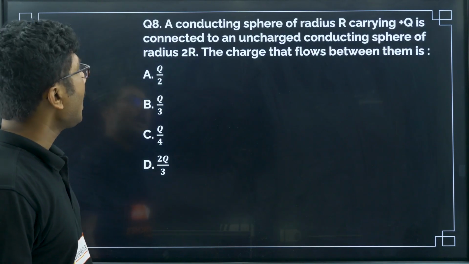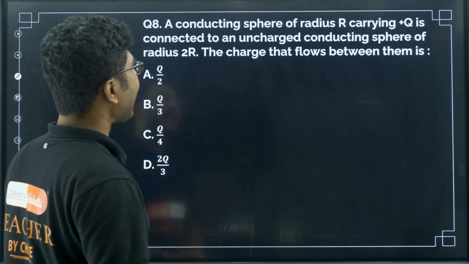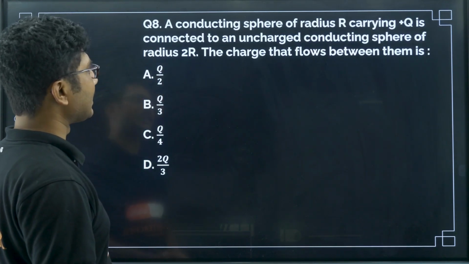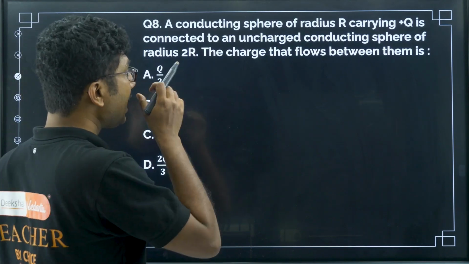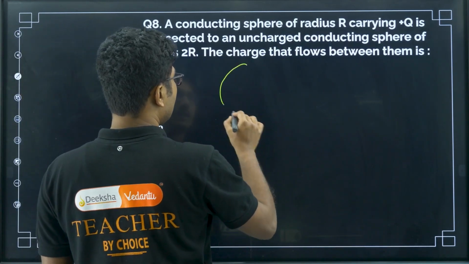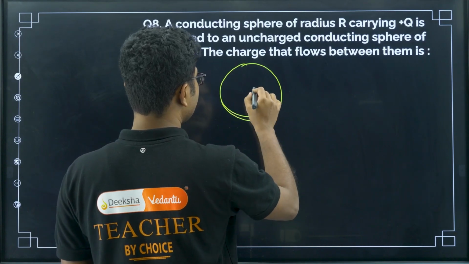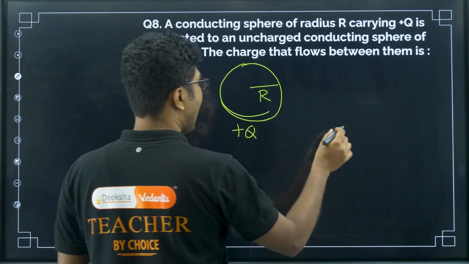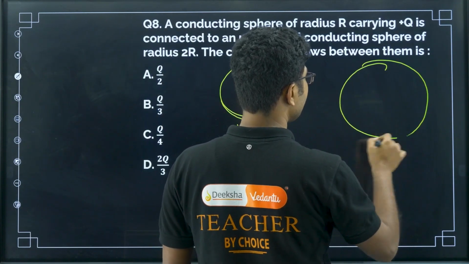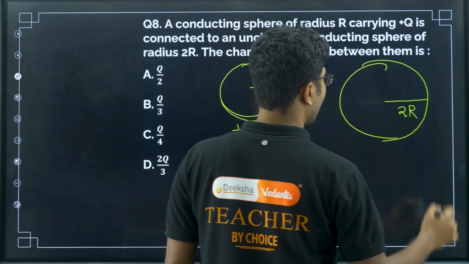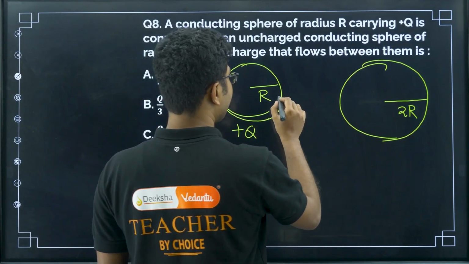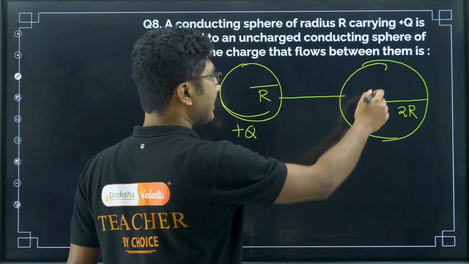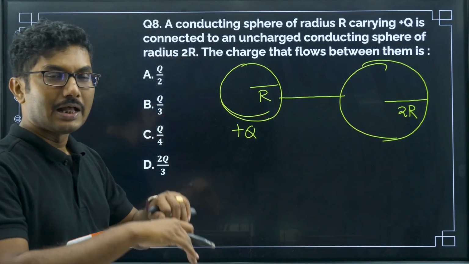Okay. A conducting sphere of radius r carrying plus q is connected to an uncharged conducting sphere of radius 2r. The charge that flows between them. So this is basically an electric potential question. So we have a charged sphere carrying q, and then we have another uncharged sphere of radius 2r. Now when we connect them, they will exchange charges till their potential is the same.